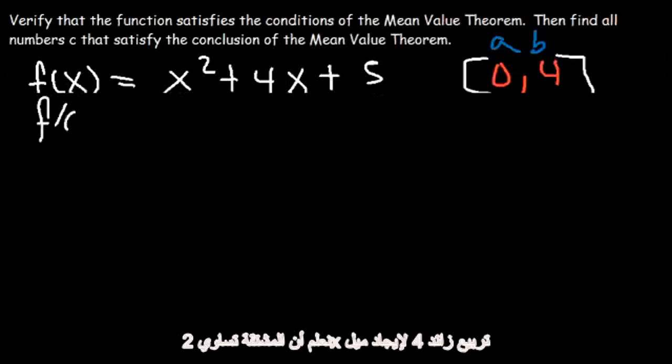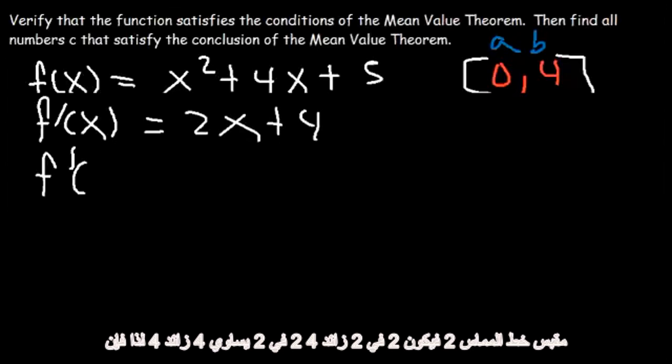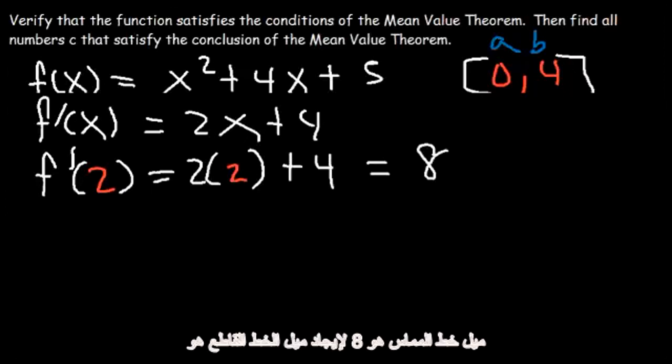So we know that the derivative is 2x plus 4. To find the slope of the tangent line, plug in 2. So it's 2 times 2 plus 4. 2 times 2 is 4, plus 4. So the slope of the tangent line is 8.